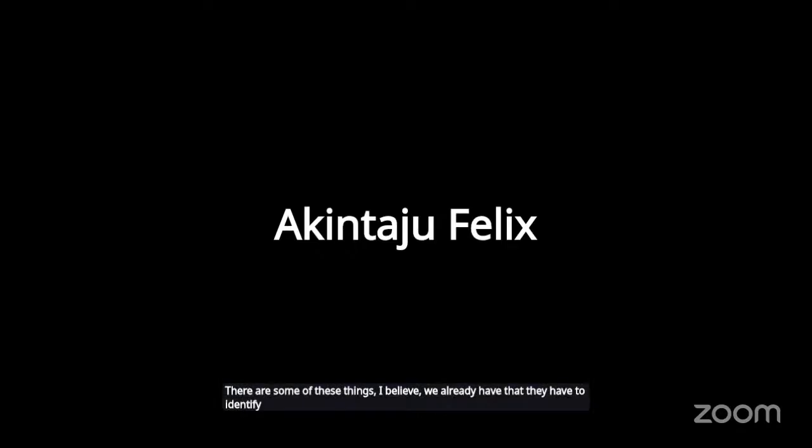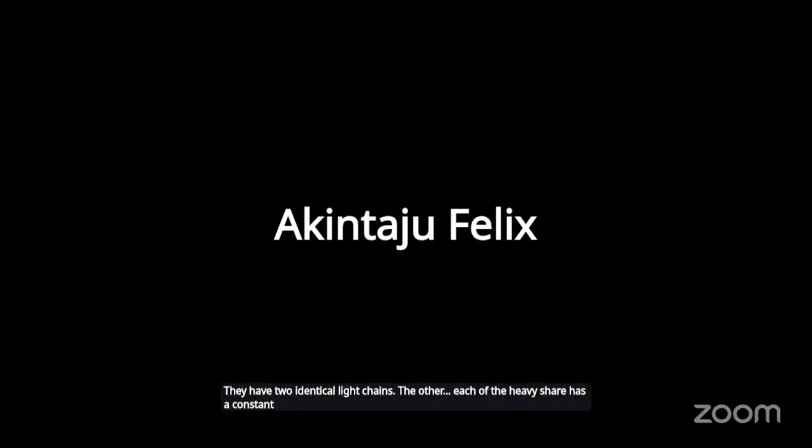Looking at how an antibody looks like, I wish I could share this slide, we would have been able to see the picture. But from our knowledge of immunology, there are some of these things I believe we already know. They have identical heavy chains and identical light chains. Each of the heavy chains has a constant and a variable region. Also, each of the light chains has a constant and a variable region.